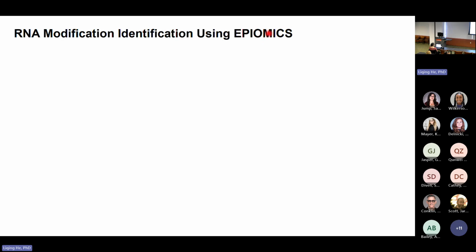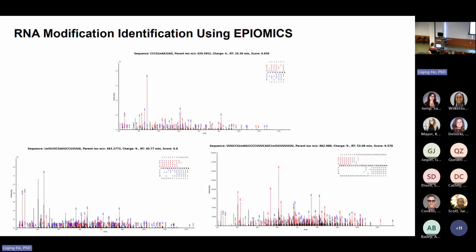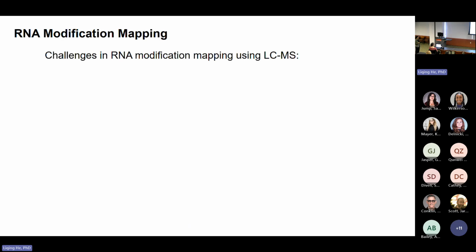We tested our platform using synthesized, modified standards with different lengths. And we can see here the match result for this standard. The match is pretty good. Almost all the abundant peaks were matched. So the next step, we'll test our platform using bulk samples and see how it performs. Now we have the platform for our oligonucleotide identification. Now we move to RNA modification mapping.